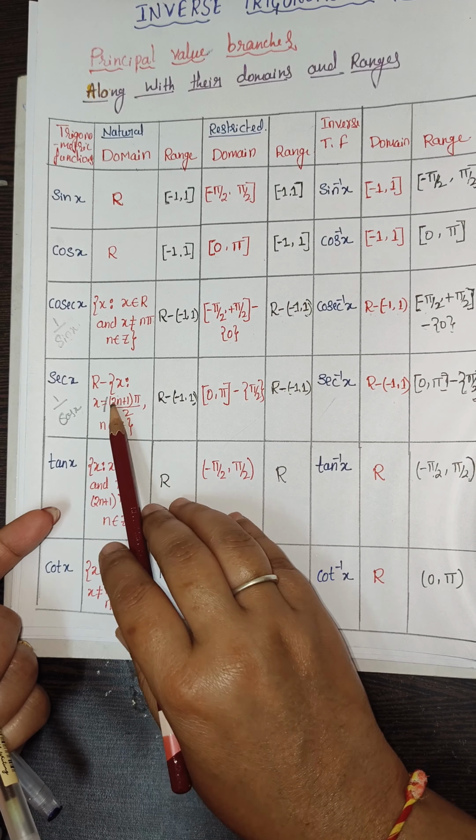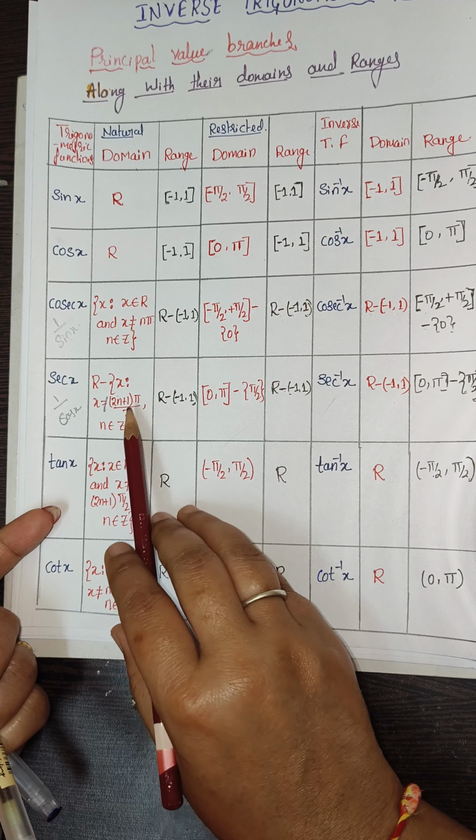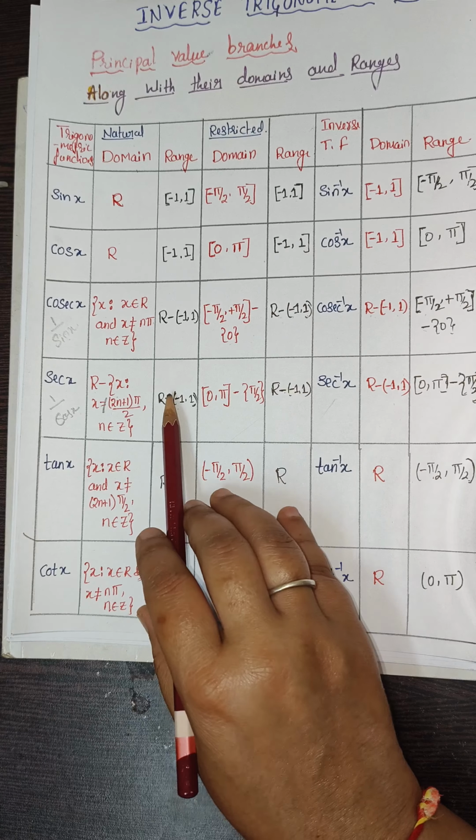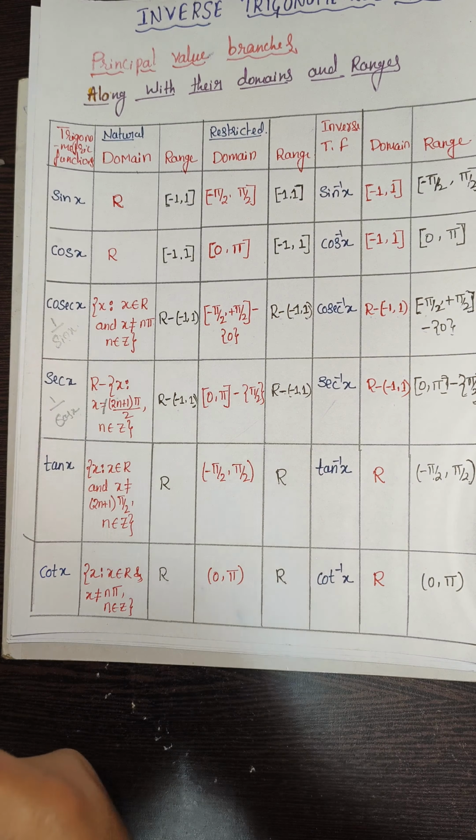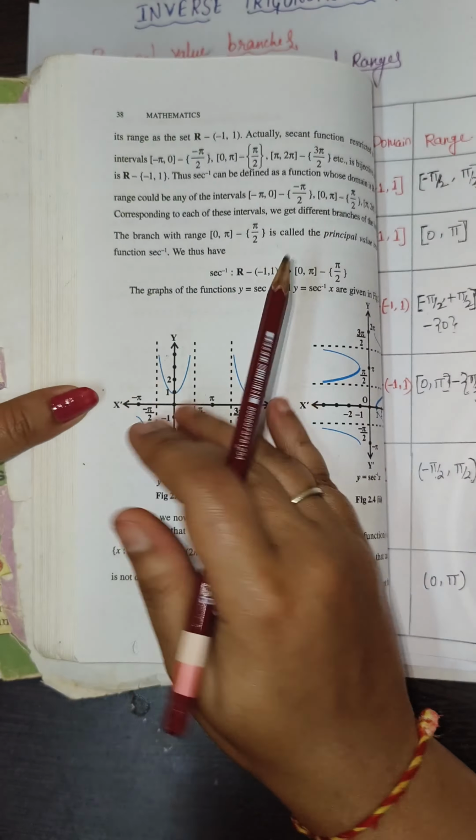So that's the reason, because the denominator should not be equal to 0, the domain we take is all the real numbers except (2n+1)π/2. Okay, then what is the range here? All the real numbers minus of (−1, 1). I will show the graph here.